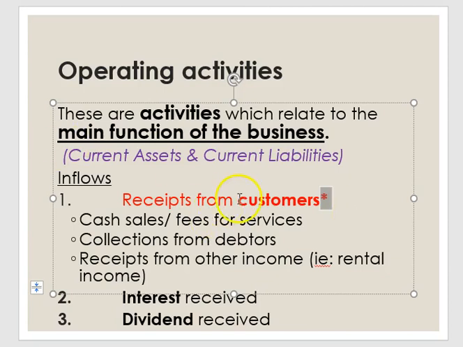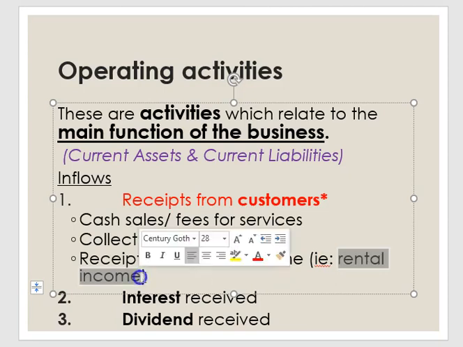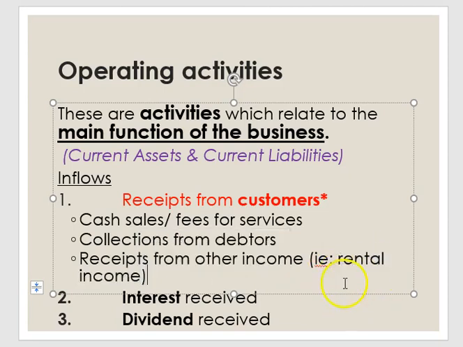Under receipts from customers, we have cash sales or cash that we have received for our service. And sometimes we have made some credit sales. When we make some credit sales, we must remember to collect the money from our debtors. All the money that we have collected is also considered as receipts from customers. And lastly, receipts from other income. For example, let's say I receive some cash from rental income. The cash that I receive from rental income is also considered as receipts from customers.